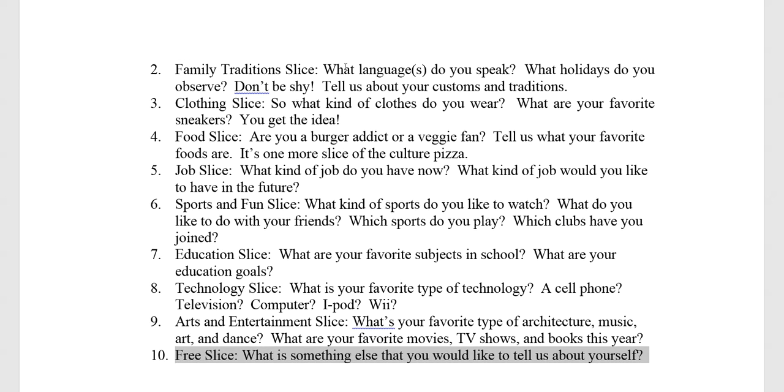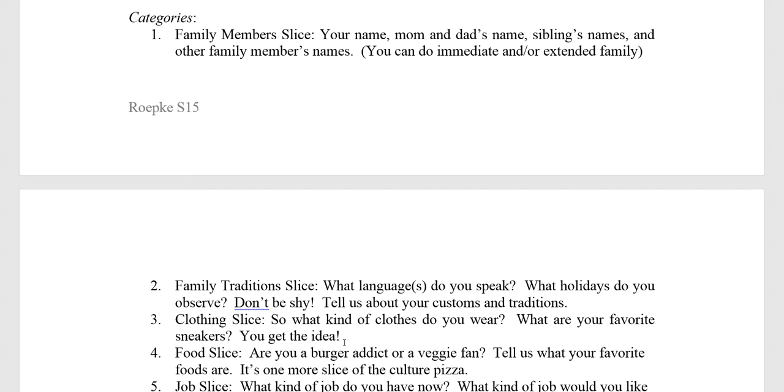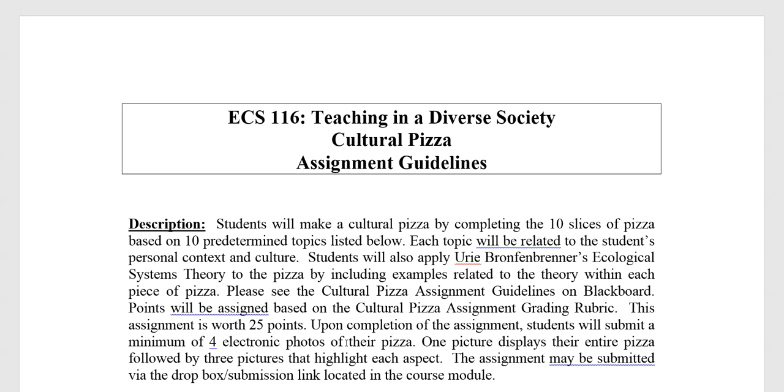So twining into each one of these categories, you're going to have an example of Urie Bronfenbrenner's theory. So for example, you're going to mention one of the systems and which one it applies to your category, and then also you can give me a reason why, and that would be on each one of your slices.